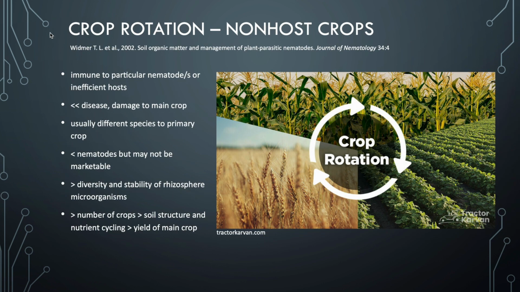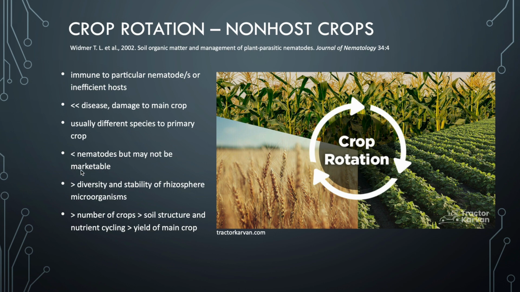The practice of crop rotation using non-host crops can also be utilized. These include plants that the nematodes cannot feed on, are often immune to particular nematodes, or are inefficient hosts. And this can reduce diseases as well as damage to the main crop. Usually these crops are a different species to the primary crop, and crop rotation is known to reduce nematode numbers, but the crops themselves may not be marketable.